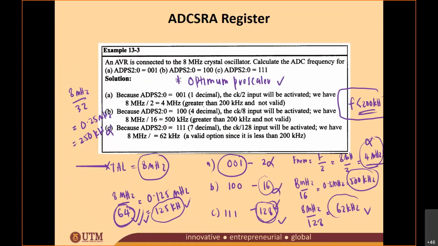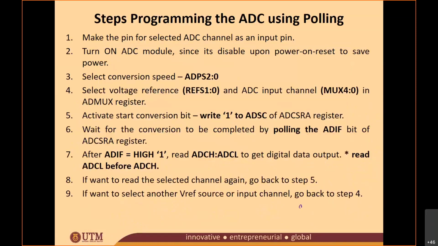Okay, so I think we stop here. Next week we will continue with the steps that you're going to use in order to write the ADC programming. First we're going to see the polling method, and after that we're going to see the steps using the interrupt method. Any questions up to here?